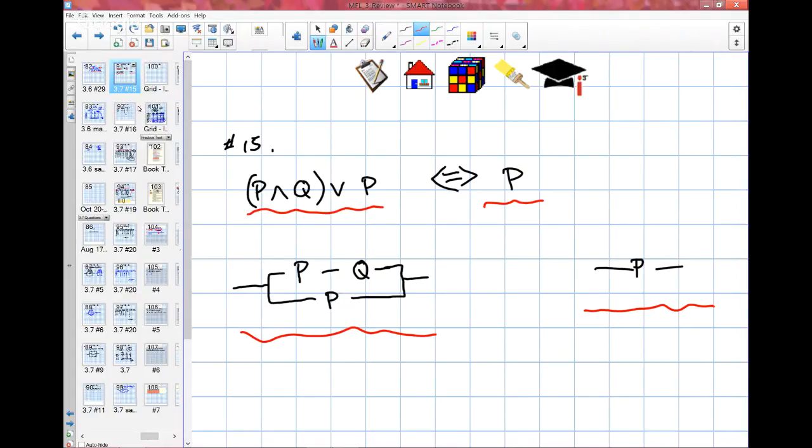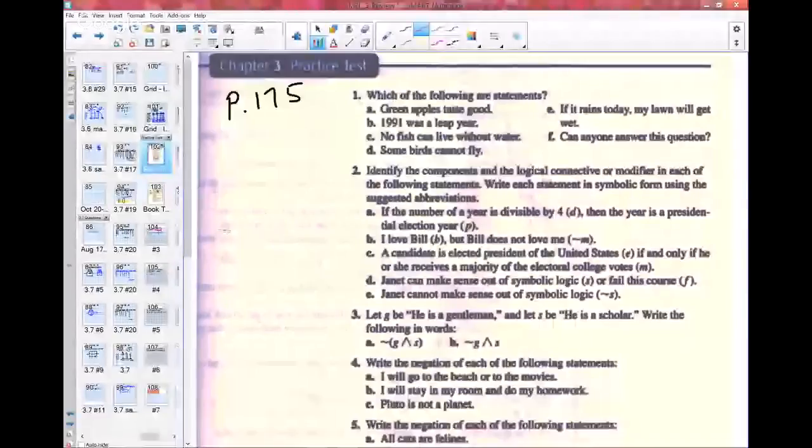So the practice test, you know how this works. It's very similar to the kind of test I give you. It starts on page 175, and there were 25 questions. So I'll let you have it. Let me have your questions on the practice test now.